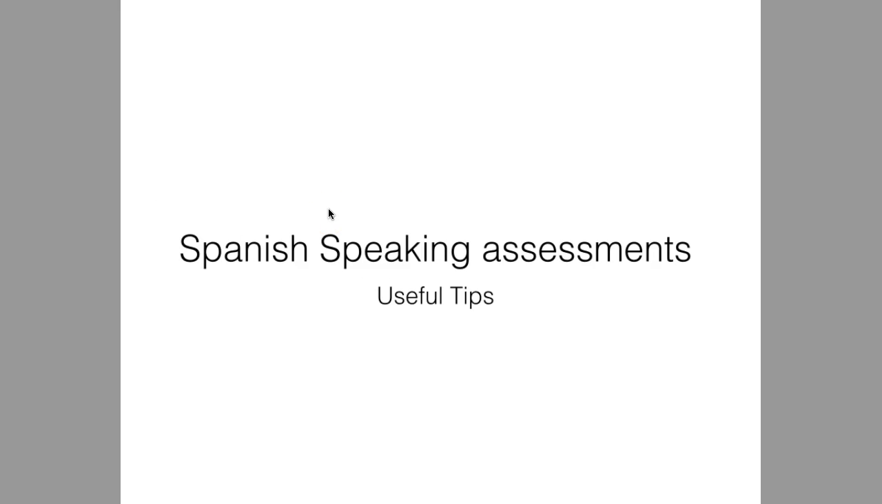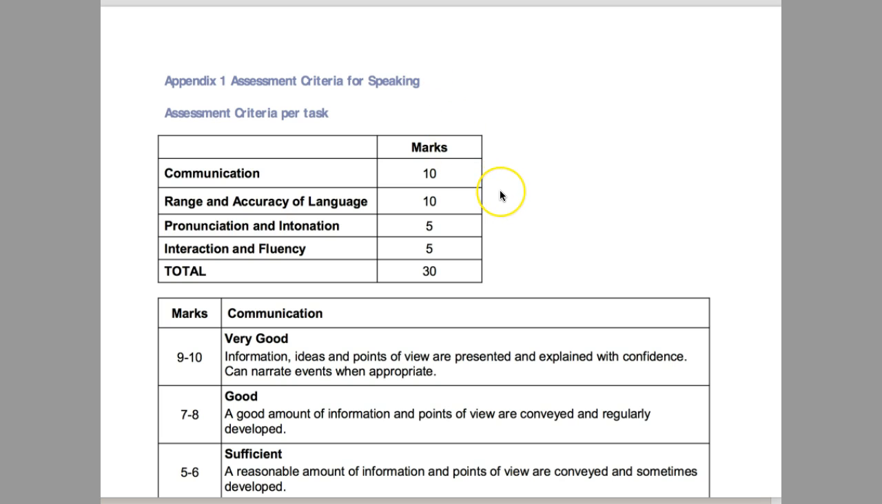In this video, I'm going to give some useful tips for your Spanish speaking assessments. Here, this document is the Spanish speaking assessment marking scheme. If you see here, the total is 30 marks for all of your speaking assessments: 10 marks for communication, 10 marks for accuracy of language, 5 marks for pronunciation and intonation, and 5 marks for fluency.